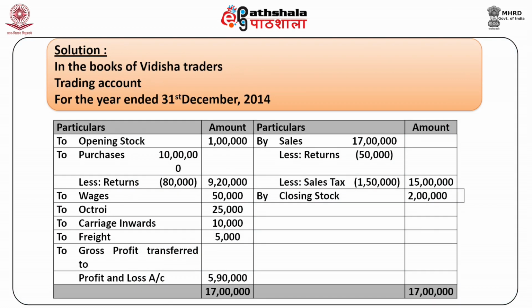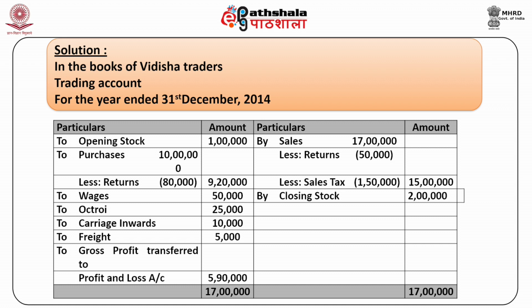Solution. In the books of Vidisha traders, trading account for the year ended 31st December 2014. We will first concentrate on left hand side. The particulars are to opening stock 1 lakh, to purchases 10 lakhs, deduct from it purchase returns 80,000, which comes to 9,20,000, to wages 50,000, debit octroi 25,000, debit carriage inwards 10,000, debit freight 5,000.